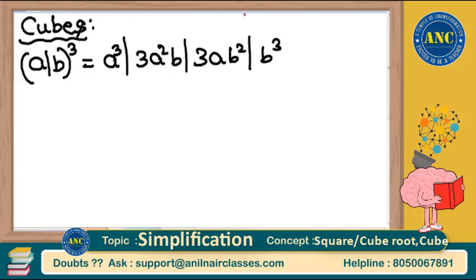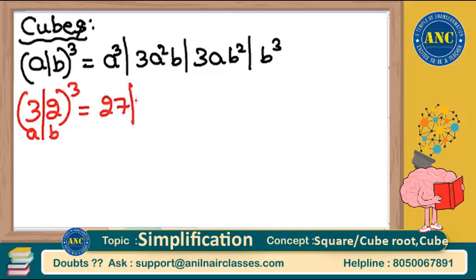Two examples I will discuss. Suppose for example I want to find 32 cube. A is 3, B is 2. A cube is 3 cube, 27. 3a square b: a square is nothing but 9. 3 into 9 is 27. B value is 2. 27 into 2 is 54, right? It is 54. 3ab square: 3 into 3 is 9. B square is 2 square, which is nothing but 4. 9 into 4 is 36. B cube is 2 cube, 8.